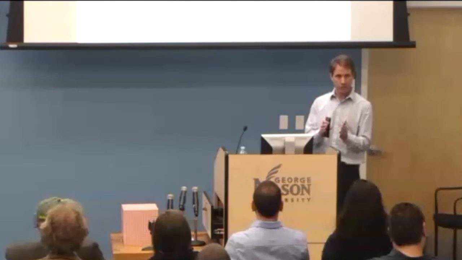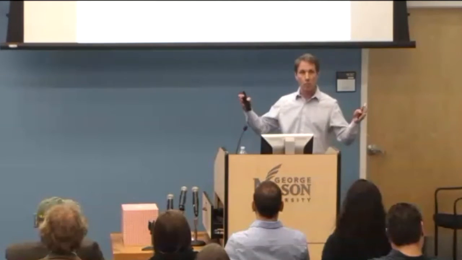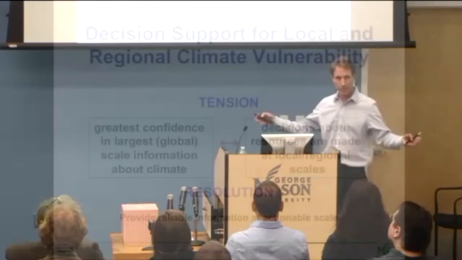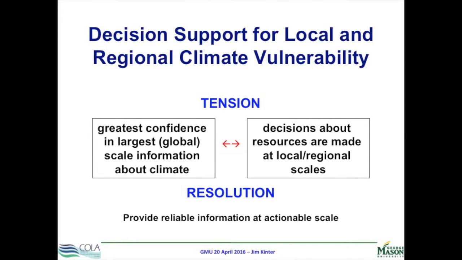However, our greatest certainties about climate in the future come at the global scale. That is global average temperature change, global average changes in precipitation, and so on. So in order to resolve this tension, we have to provide reliable information at what I'll call an actionable scale. So I'll give you an example.